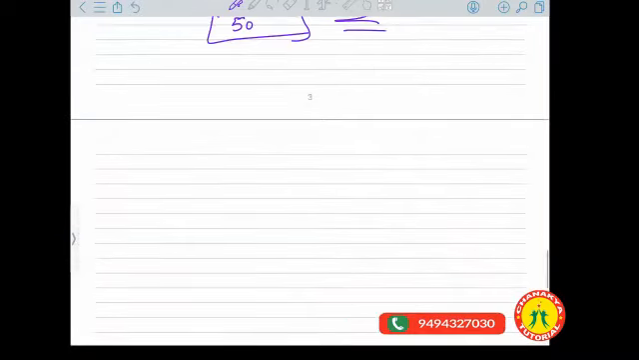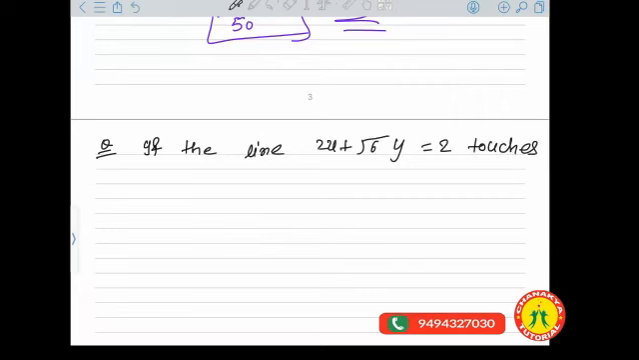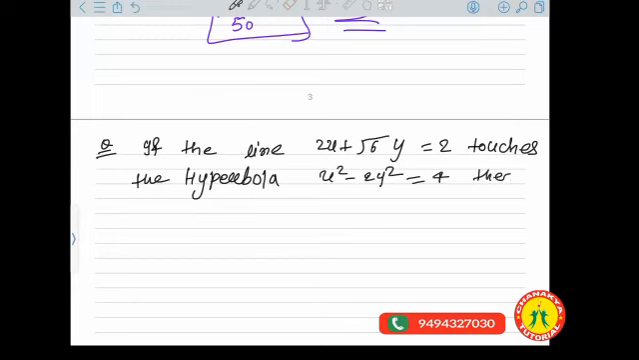Now, one question. Question is, if the line 2x plus root 6 y equal to 2 touches the hyperbola x² minus 2y² equal to 4, then the point of contact क्या होगा आपको बताना है. It means कि किस पॉइंट पे टेंजेंट ड्रॉ किए गए हो. Find out the point of contact.